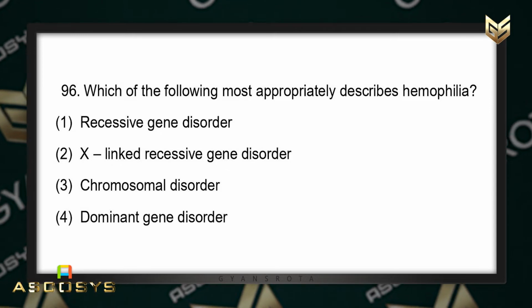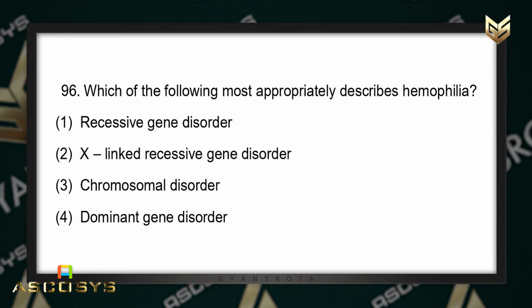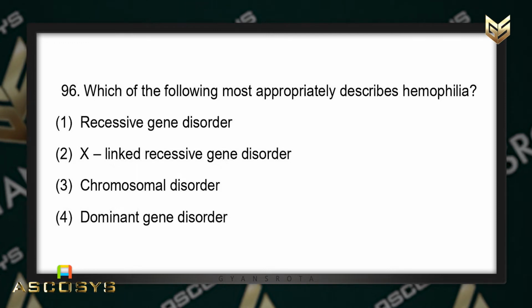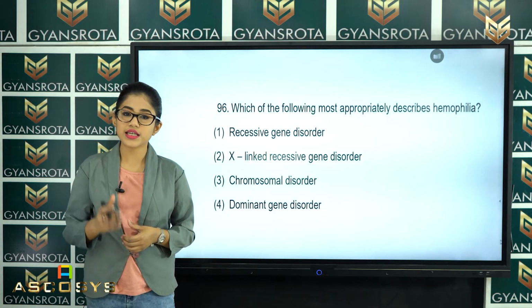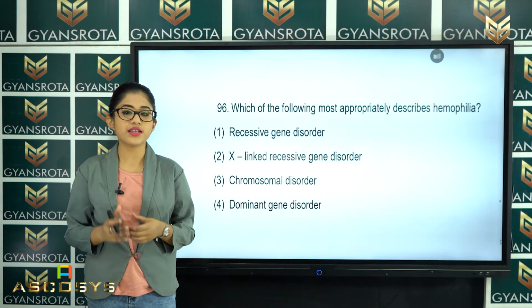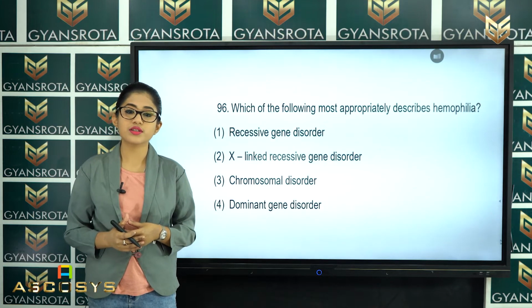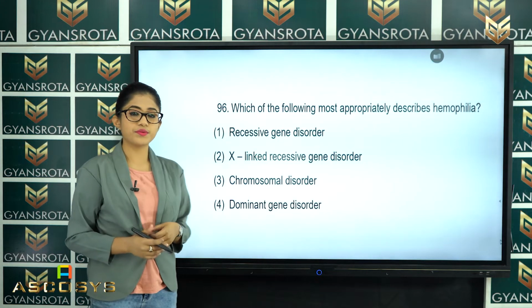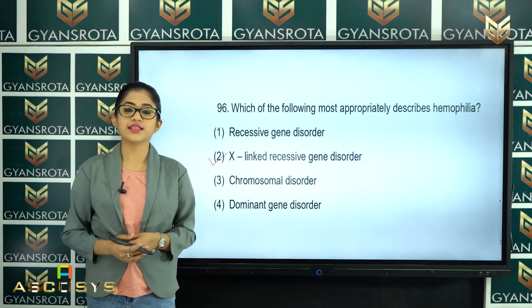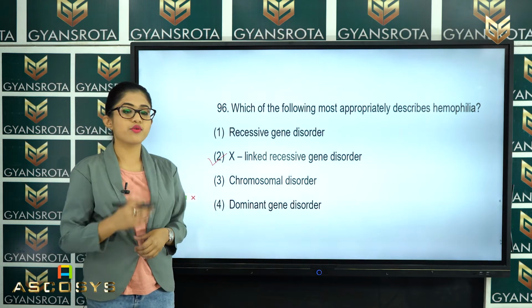Option 2 is sex-linked, that is the X-linked recessive gene disorder. Option number 3 is chromosomal disorder, or option number 4 is dominant gene disorder. So, we have described the hemophilia disease in the chapter Principles of Inheritance and Variation. There we have discussed the varieties of chromosomal disorders, right? So, what is the correct answer among this? That is option number 2, X-linked recessive gene disorder. So, this is the most appropriate description of hemophilia.